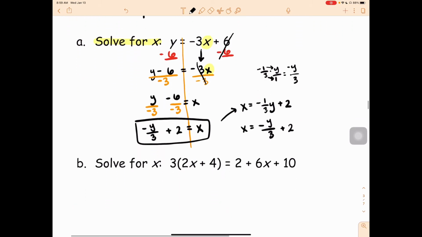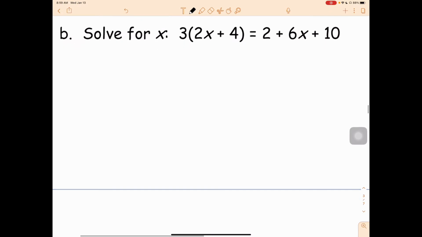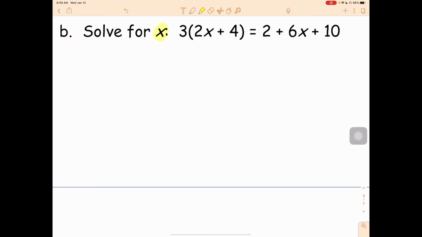All right, so now this one also says solve for x. Okay, zoom in there. So I'm going to find all my x's. So it looks like I have 2 on each side, or 1 on each side of the equation sign, 2 total.